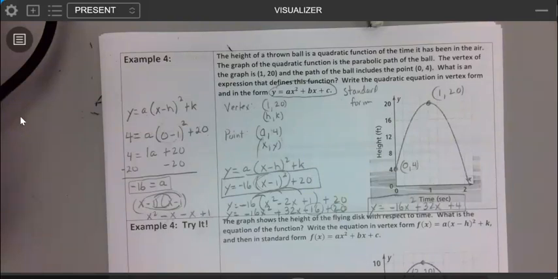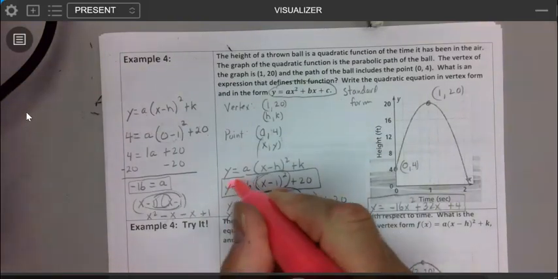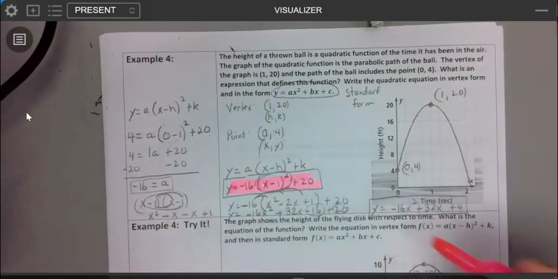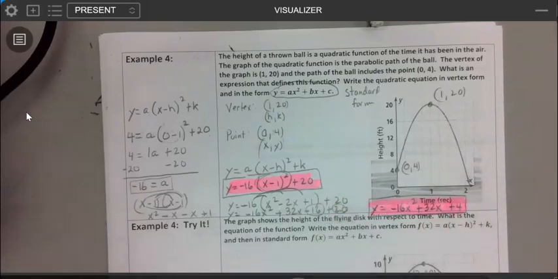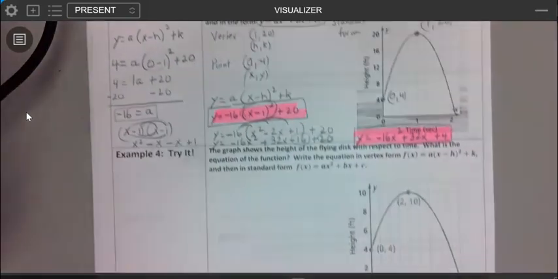So here's vertex form. And here's standard form. Vertex form is much more user-friendly. Let's do another one here.